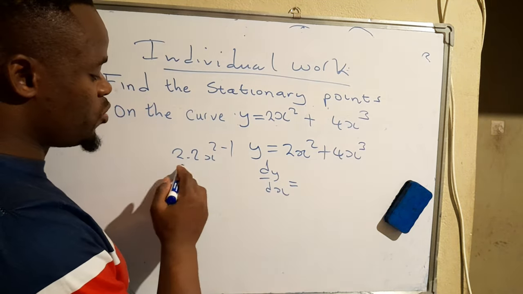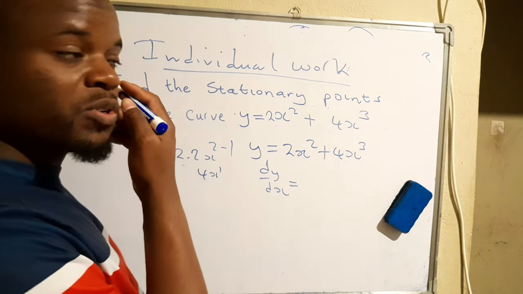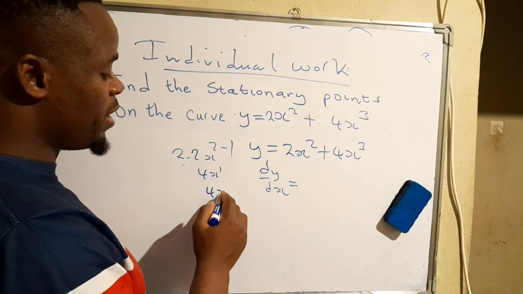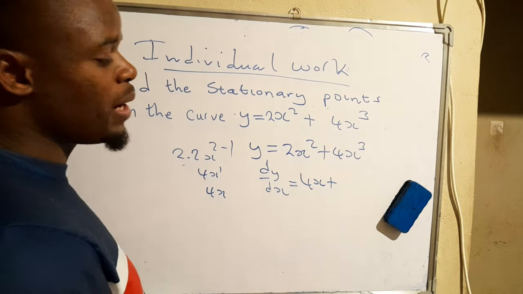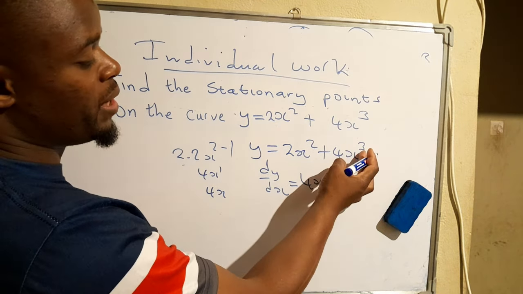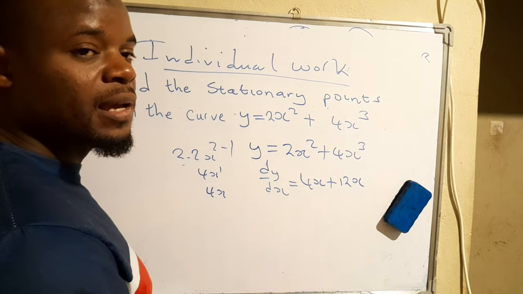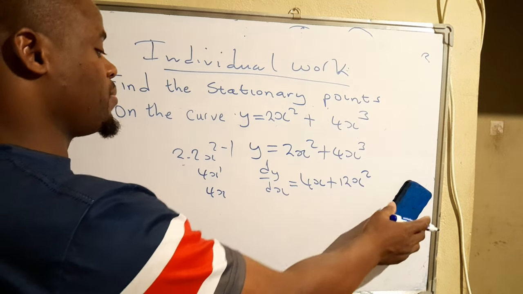So now this would be 2 times 2, 4, x to the power 2 minus 1, that's 1. But in most cases, we don't show a 1. So that would be 4x. Then plus, equally, we have to drop the 3 there. 3 times 4, that's 12x. Then we subtract the 1 from the power, and that would be 2.